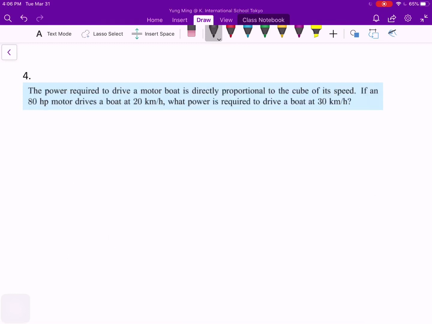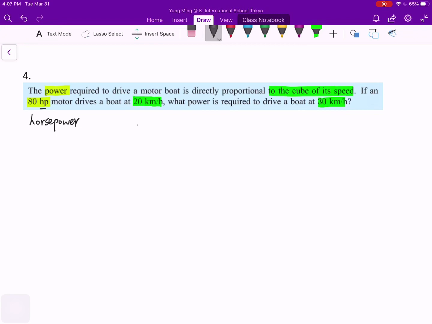Last question of the day. This is a word problem. The power required to drive a motorboat is directly proportional to the cube of the speed. Here's a new unit over here. What is HP? 80 HP. HP actually stands for horsepower. It basically represents how much power is needed in order to drive the motorboat. So 80 horsepower represents the amount of power, and 20 kilometers per hour represents the speed. We're having a direct proportion relationship between the power and the cube of the speed, so we'll worry about that later. We want to find out how much power is needed in order to drive a boat at 30 kilometers per hour. So let's get going.